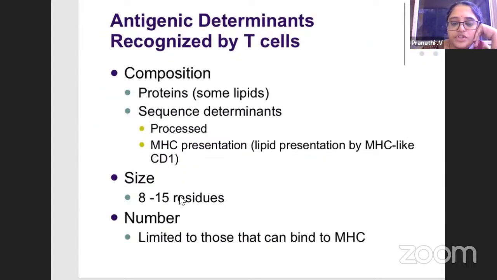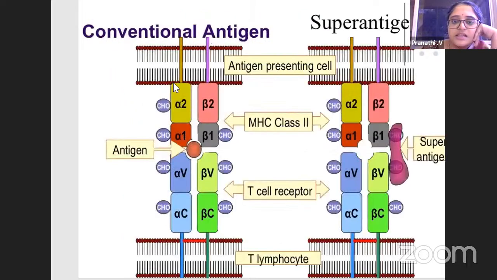So based on the composition, the size, and the number that is present, this is how a conventional antigen looks like. And this is your immune system that is present. APC is present here. MHC class 2 is present. T cell receptor, T lymphocytes. You have the antigen over here. A super antigen has variable sites being recognized, like I already told you, with carbohydrates, T lymphocytes, and MHC class 2 molecules, and the T receptors again.